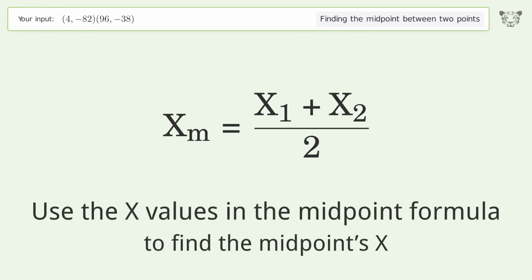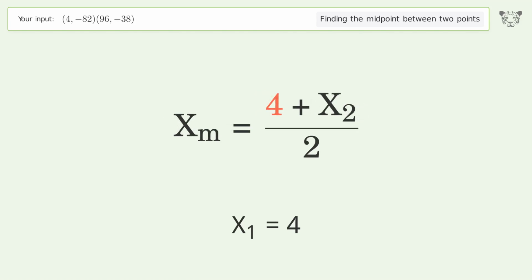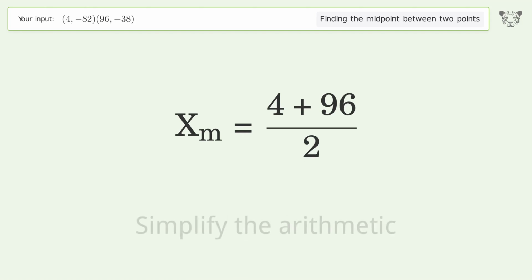Use the x values in the midpoint formula to find the midpoint's x. x1 equals 4. x2 equals 96. Simplify the arithmetic.